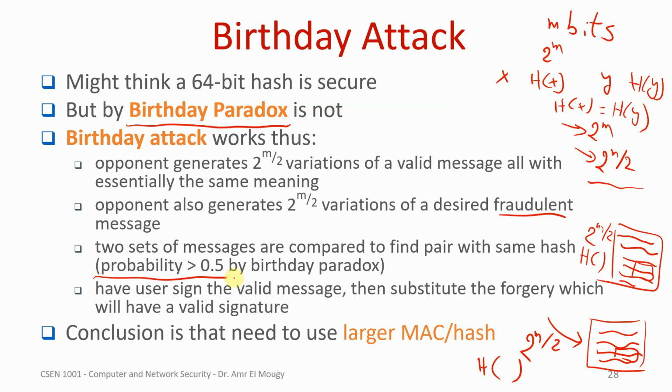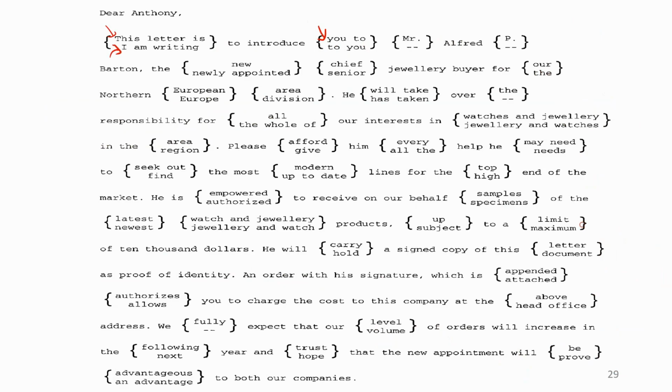There is a 50% chance that you will be able to find two messages in these hashed variations that have the same hash. You'll be able to find two variations, one of the fraudulent message and one of the original message, that actually have the same hash. There is a 50% chance that you will be able to find that, according to the birthday paradox. This is why the complexity of the attack on hash functions is reduced to 2 power m over 2 if you desire strong collision resistance. How do you beat it? You just increase the size of the output of the hash function.